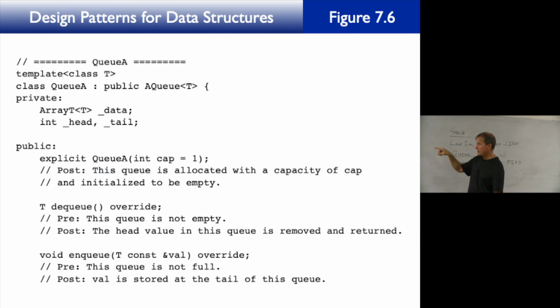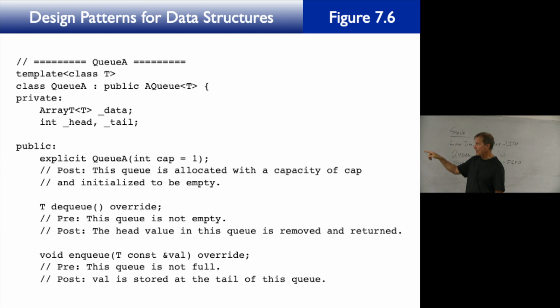Well, first of all, let's take a look at the code. So the attributes, now we have an array t_data, but now we have int. Now, by the way, this is int. This is not t, right? Because for an integer, the index is always an integer. Okay. So int _head and _tail.